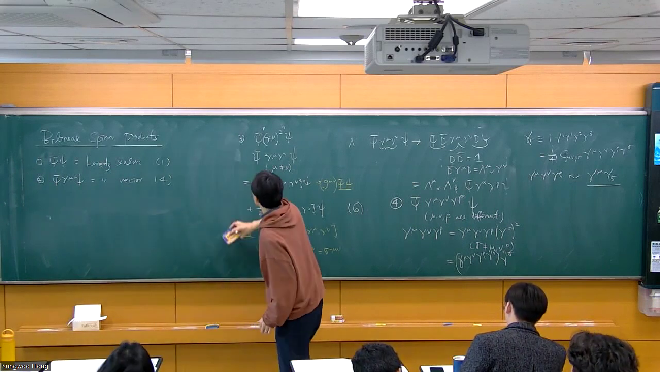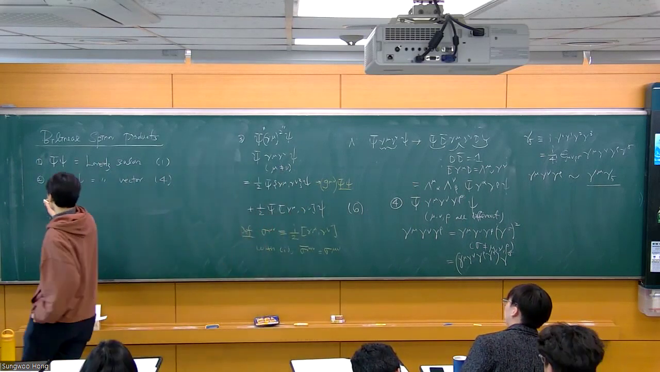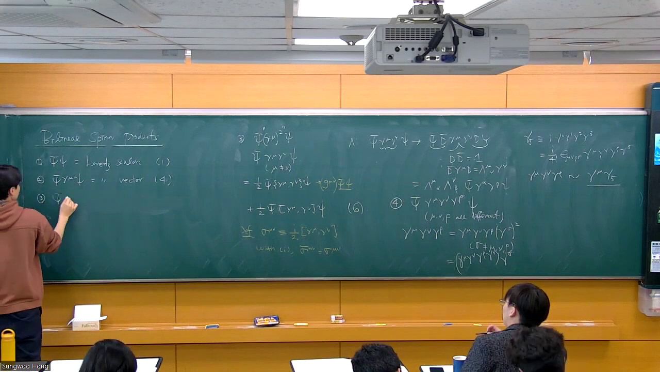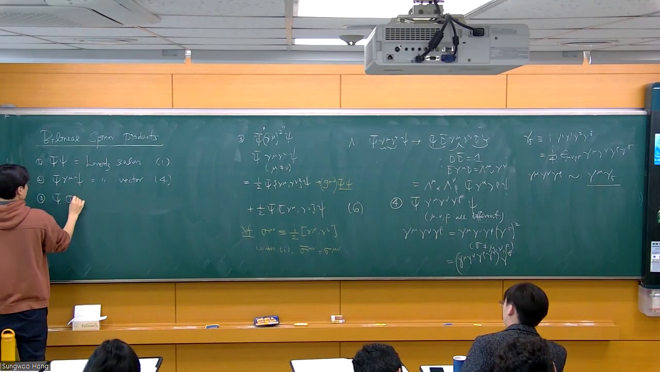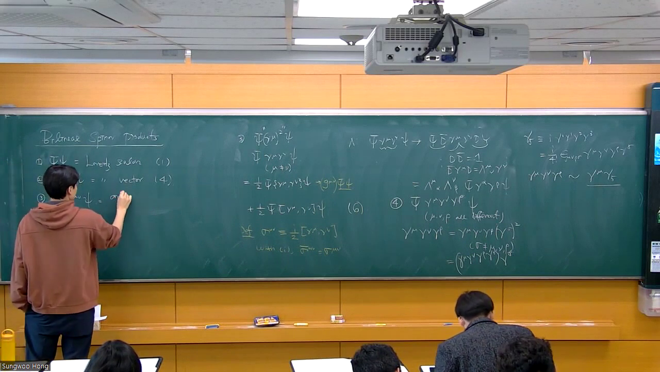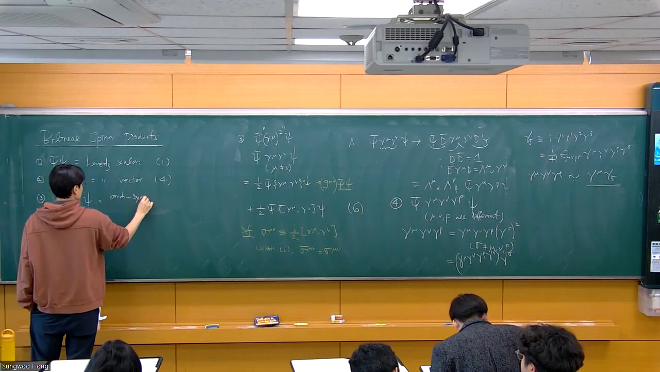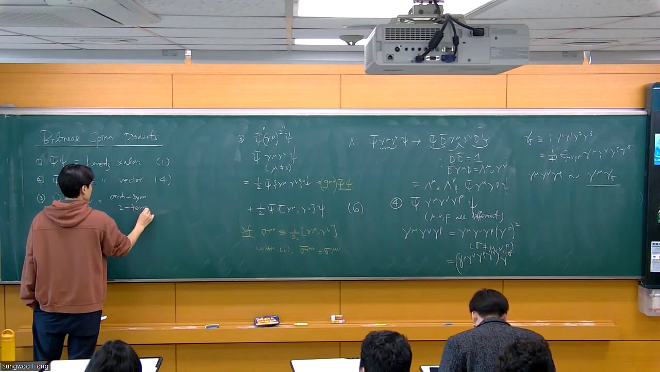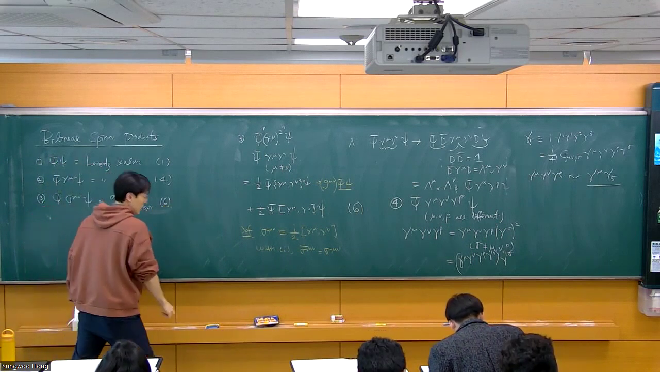In this part, let's add a list so that I don't have to rewrite everything later. Sigma mu nu, that guy, that was an antisymmetric two-tensor. That gave us 6. Let's continue.